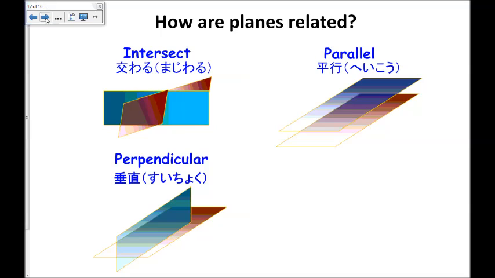How are planes related? Well, planes can also intersect. They can be parallel or they can be perpendicular.